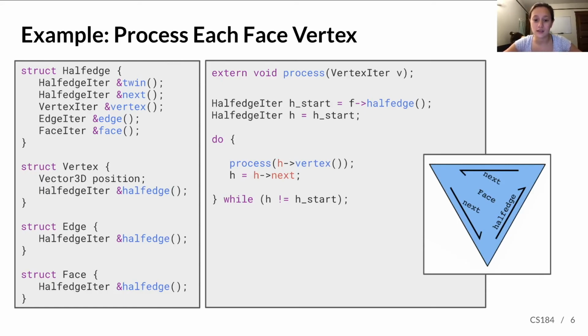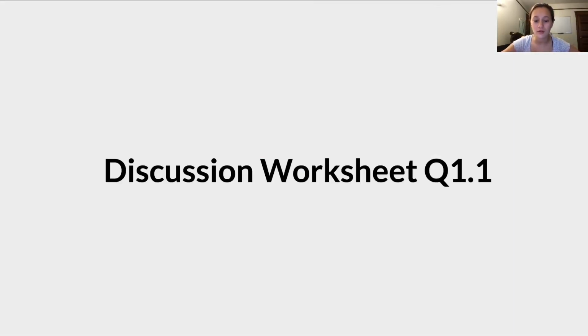So in this example, we save our start half edge and we do our processing in a while loop and stop once we've actually returned to our start half edge. So that's our ending case here, which is why we want to store these looping next pointers. So let's go on to the next discussion problem so you guys can get some experience with this.